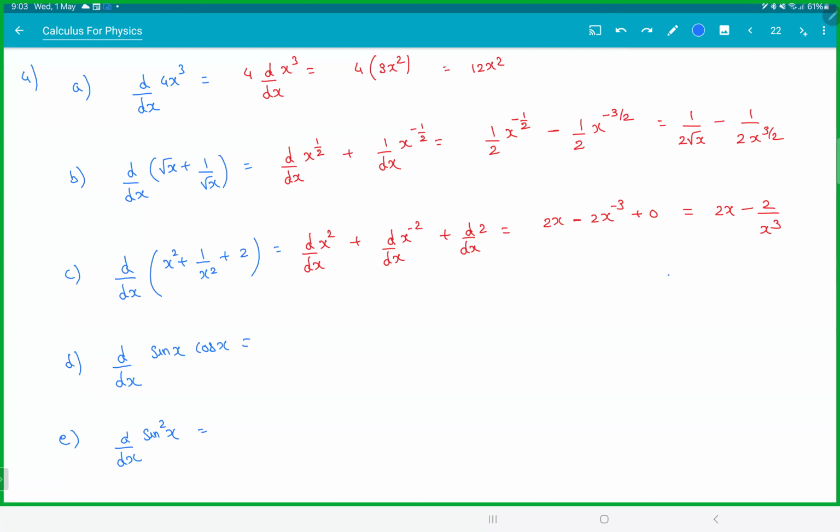We are using this formula, everyone. dy/dx of x power n is n into x power n minus 1. In this case, like I said, very important identity. What about part d? E is what? E is f of x into g of x. The product rule.